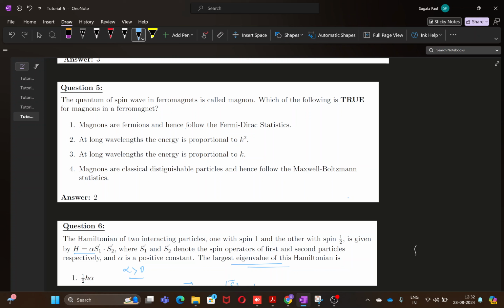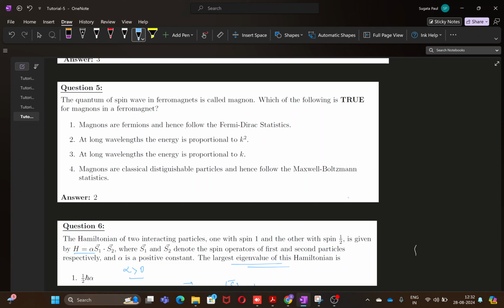Second option is that at long wavelength limit the energy is proportional to k square. Now this is the true option. I will show you the derivation why. And as option number 2 is correct, then option number 3, which says that at long wavelength the energy is proportional to k, is incorrect obviously.